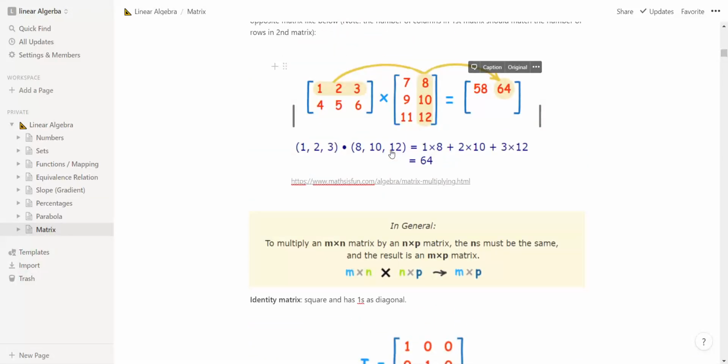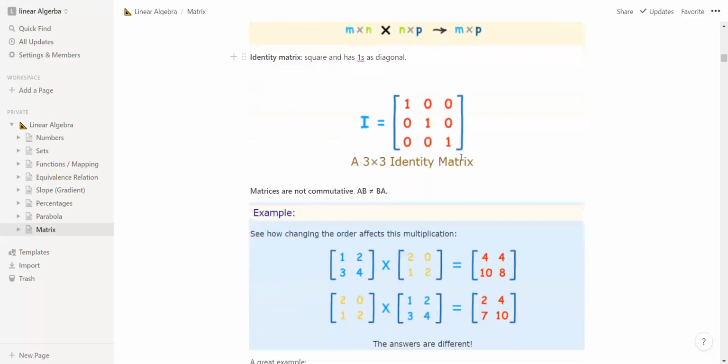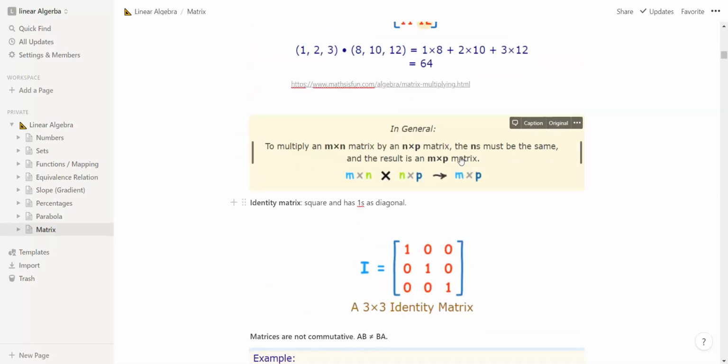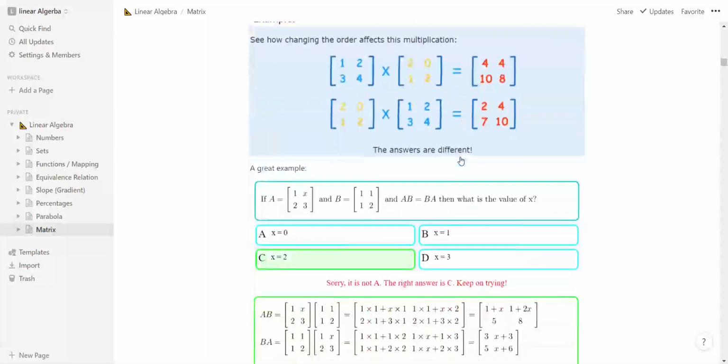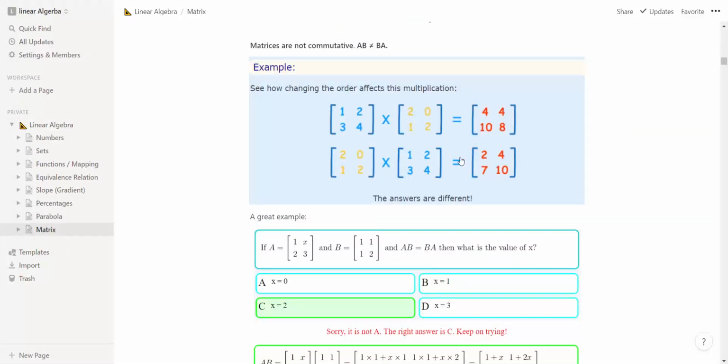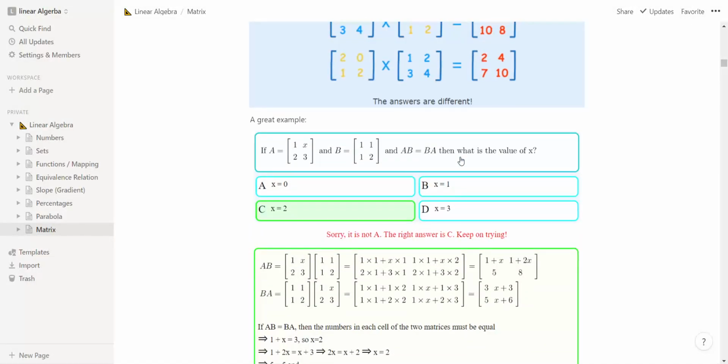We were also introduced to the identity matrix, in which the diagonal is all ones and the rest of it is zeros, in a square matrix. Something to note here: the commutative property is not valid when you multiply matrices together. So A multiplied by B is not actually B multiplied by A.